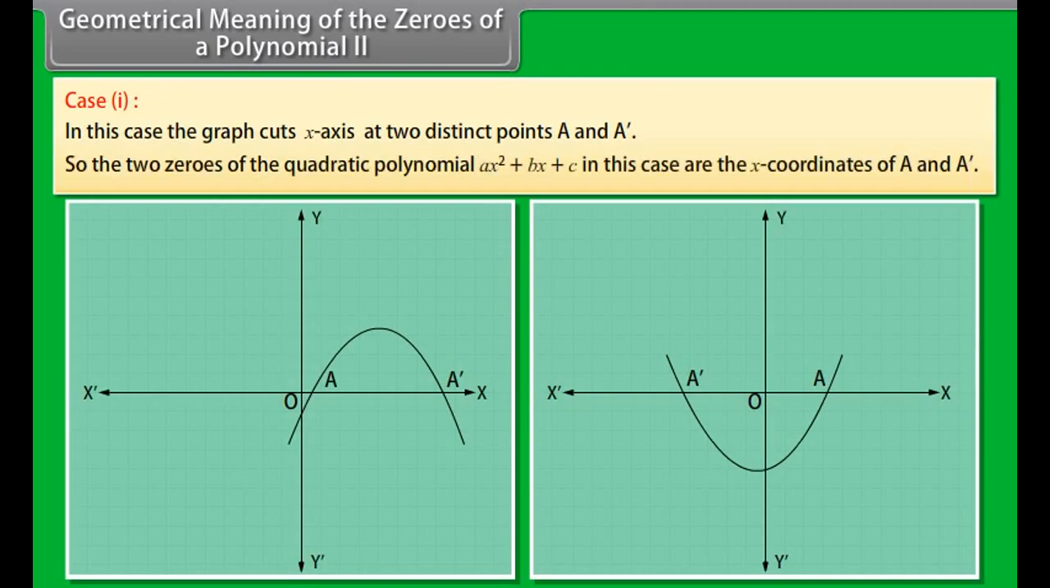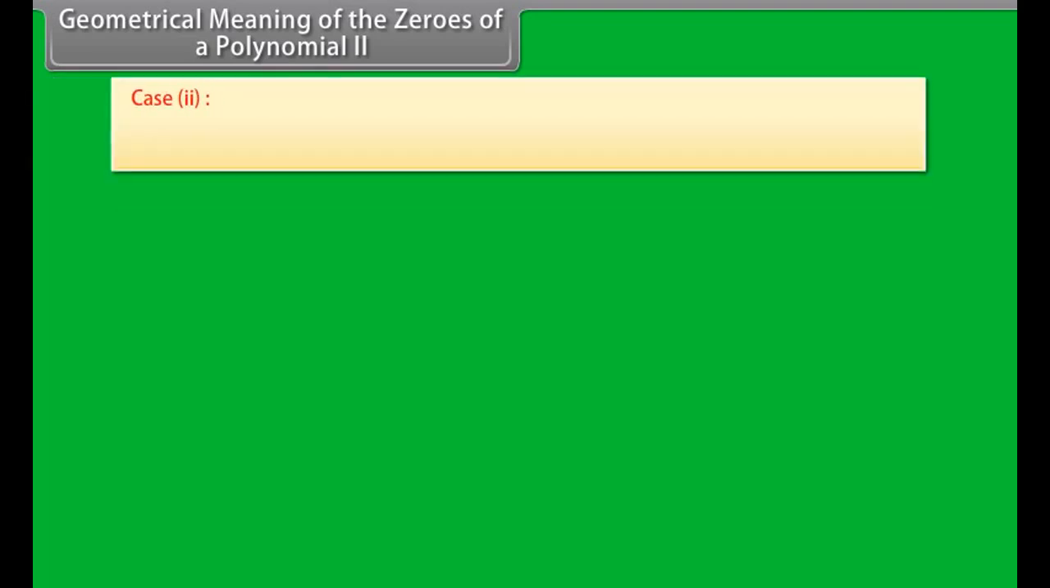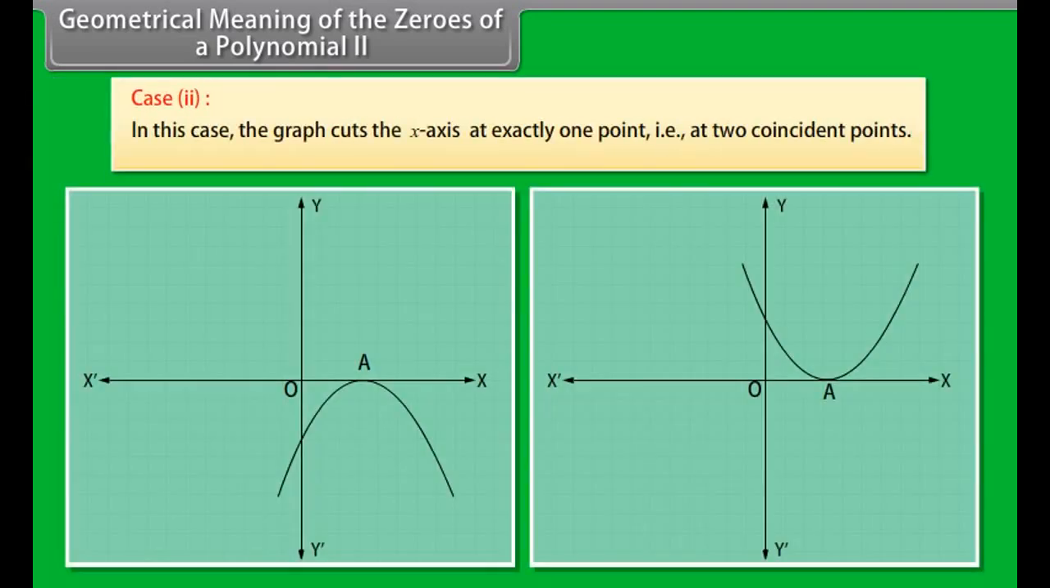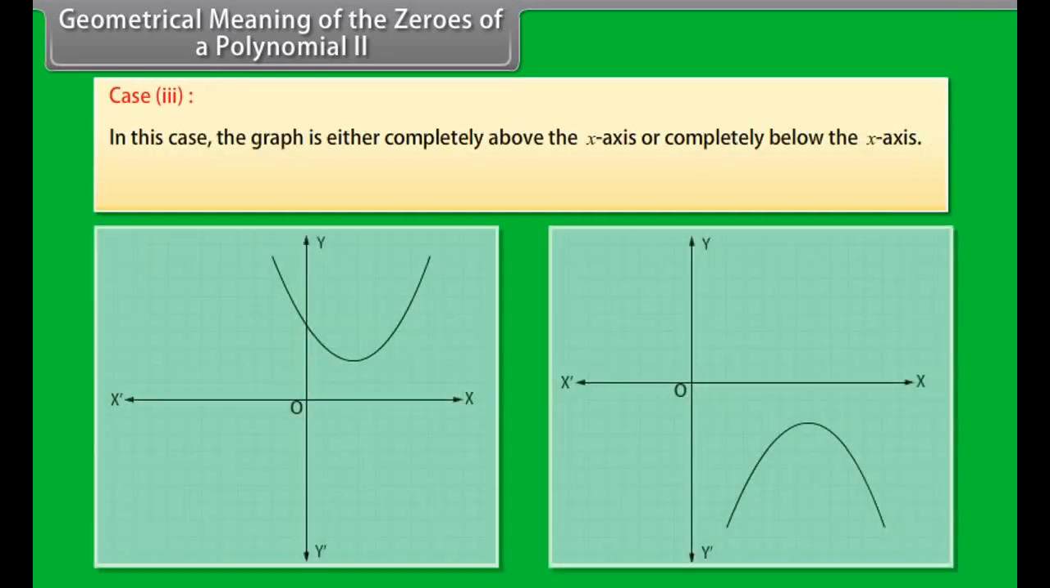Geometrical meaning of the zeros of a polynomial 2. The shape of the graph of y = ax² + bx + c can have three cases. Let's discuss them one by one. Case 1. In this case, the graph cuts the x-axis at two distinct points A and A'. So the two zeros of the quadratic polynomial ax² + bx + c in this case are the x-coordinates of A and A'.